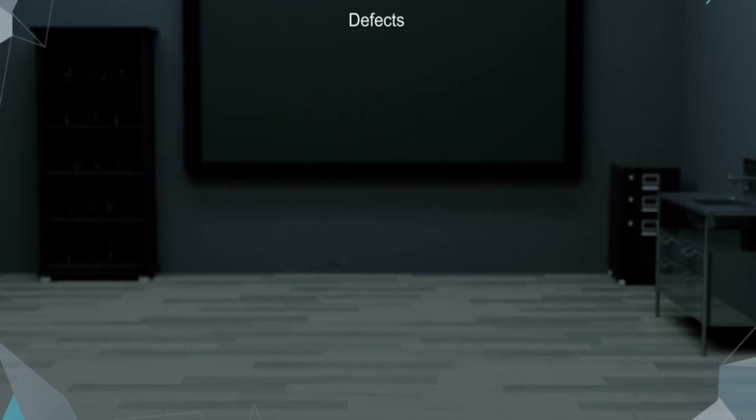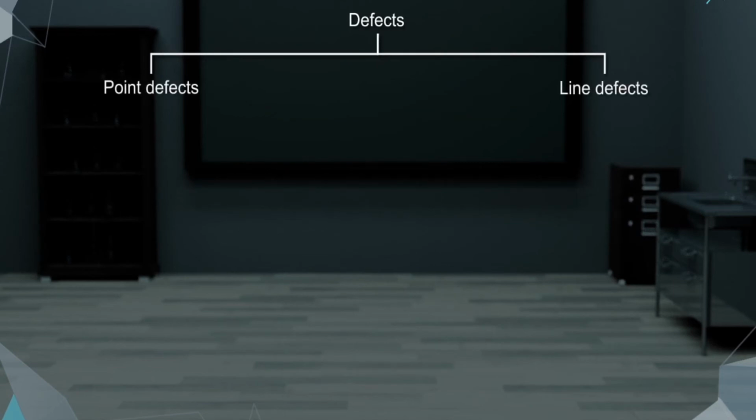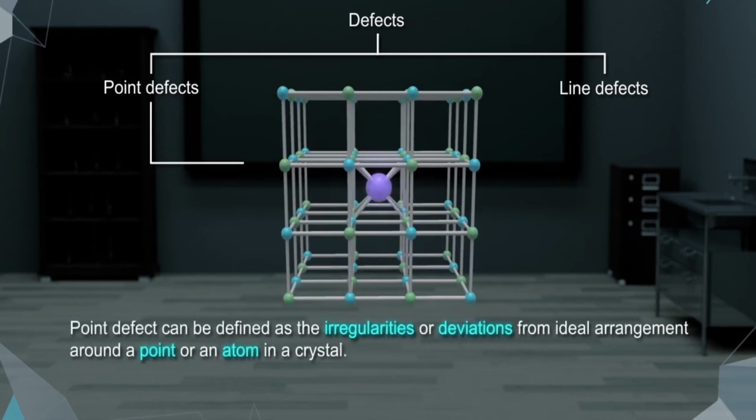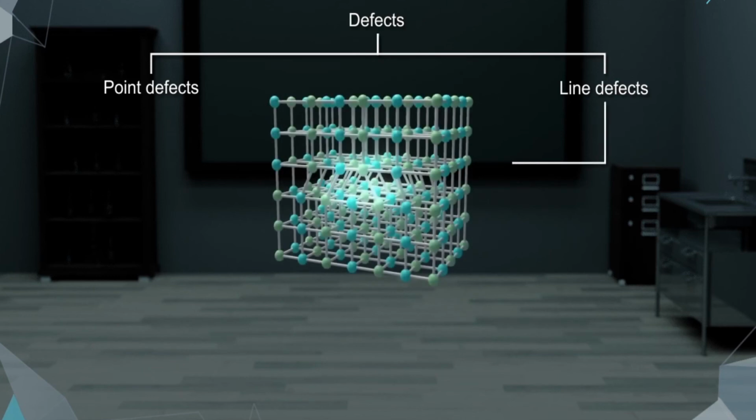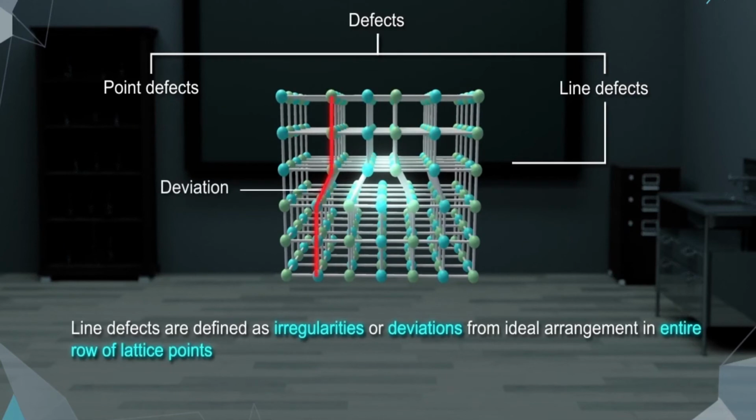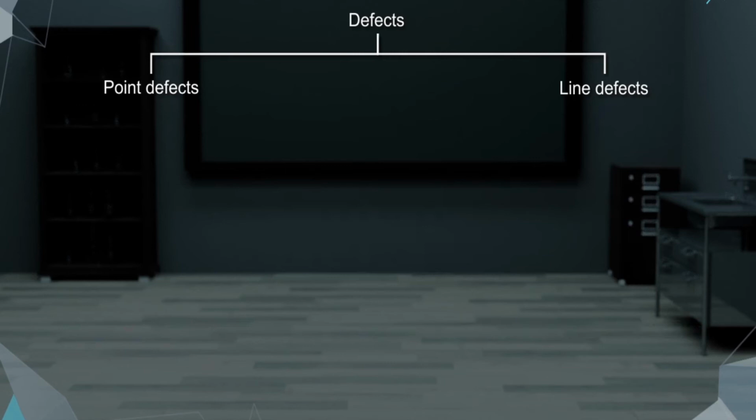Defects can be classified into two types: point defects and line defects. Point defects can be defined as irregularities or deviations from the ideal arrangement around a point or an atom in the crystal lattice. Line defects are defined as irregularities or deviations from the ideal arrangement in an entire row of lattice points. In this chapter, we will only learn about point defects.